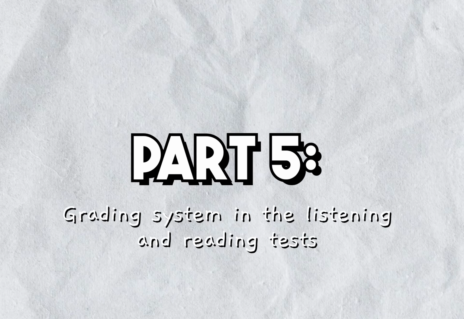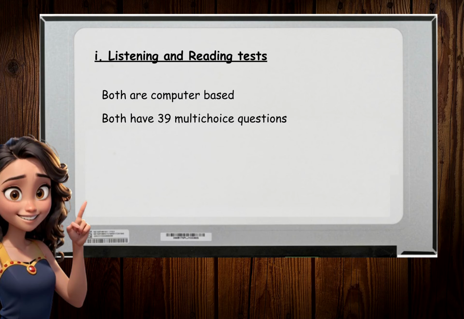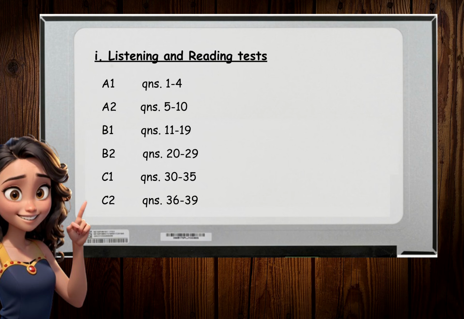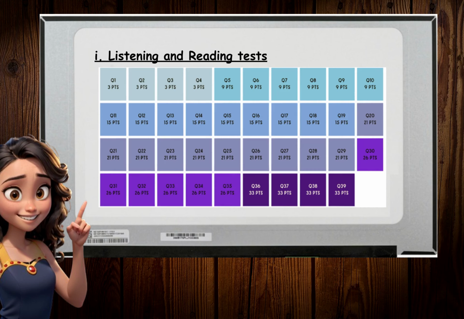Part 5. Grading system in the listening and reading tests. Both listening and reading tests are computer-based and have 39 multi-choice questions. Both tests carry 699 points each, and questions are selected from each of the 6 CEFR levels: A1, A2, B1, B2, C1, and C2. They start easy, gradually increasing in difficulty. Hence, the more advanced the questions, the more points they carry. Here, we see the points assigned to each category of questions in the listening and reading tests.